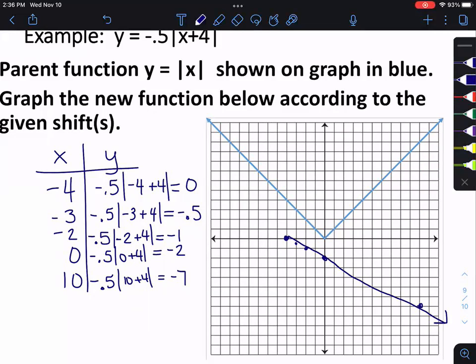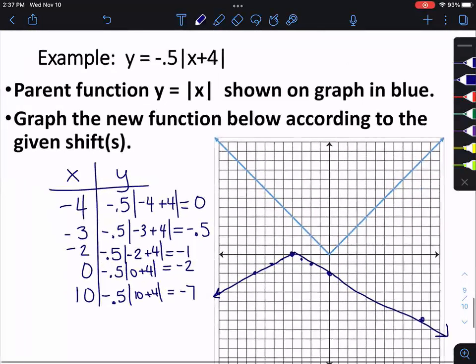And then we want to reflect all of these points to get the other points on the left-hand side. So I'm going to have a point here, a point here, a point here. And again, we could always plug in more numbers into the original to get the rest of our graph. And that's my final graph right there.